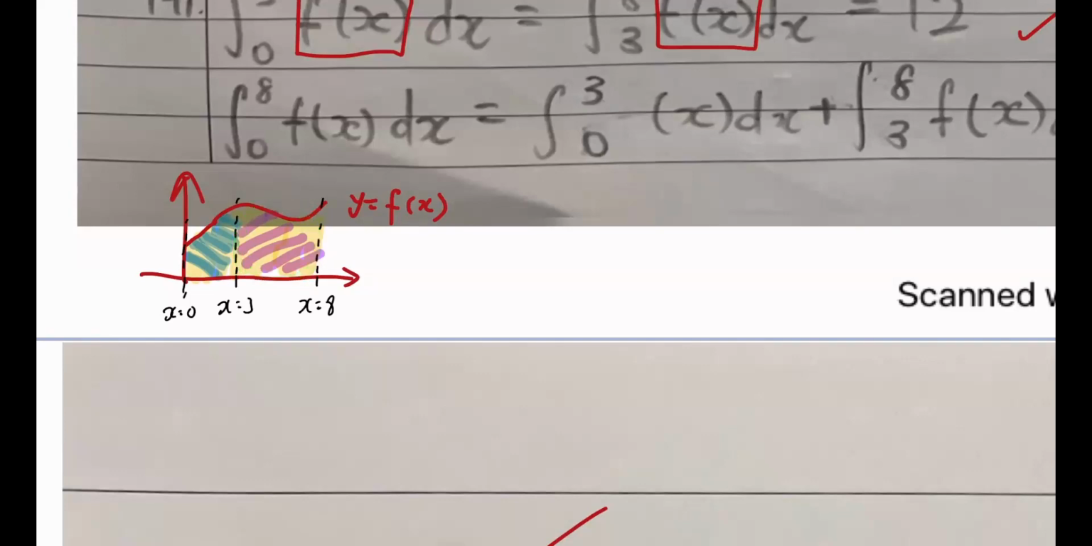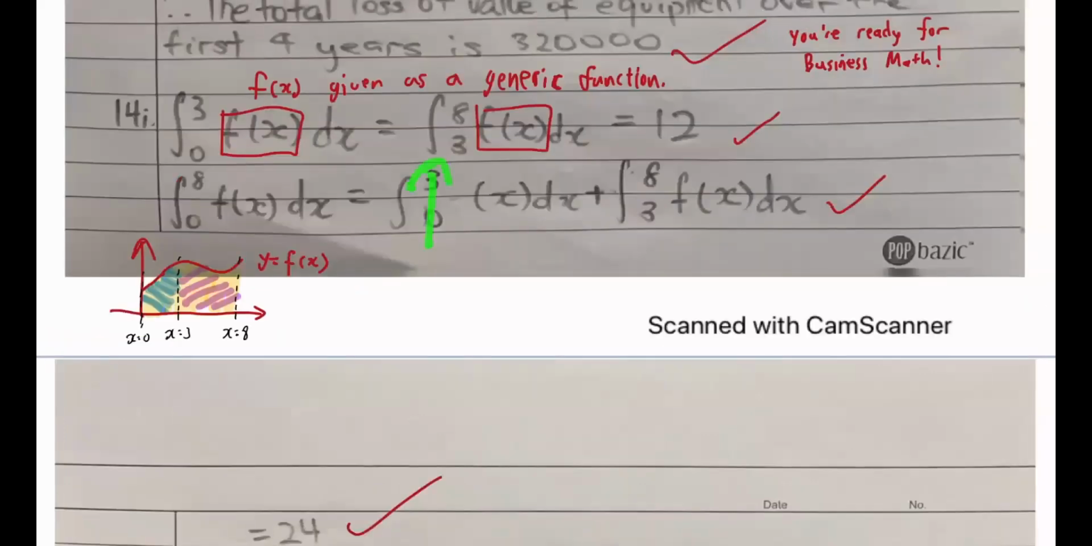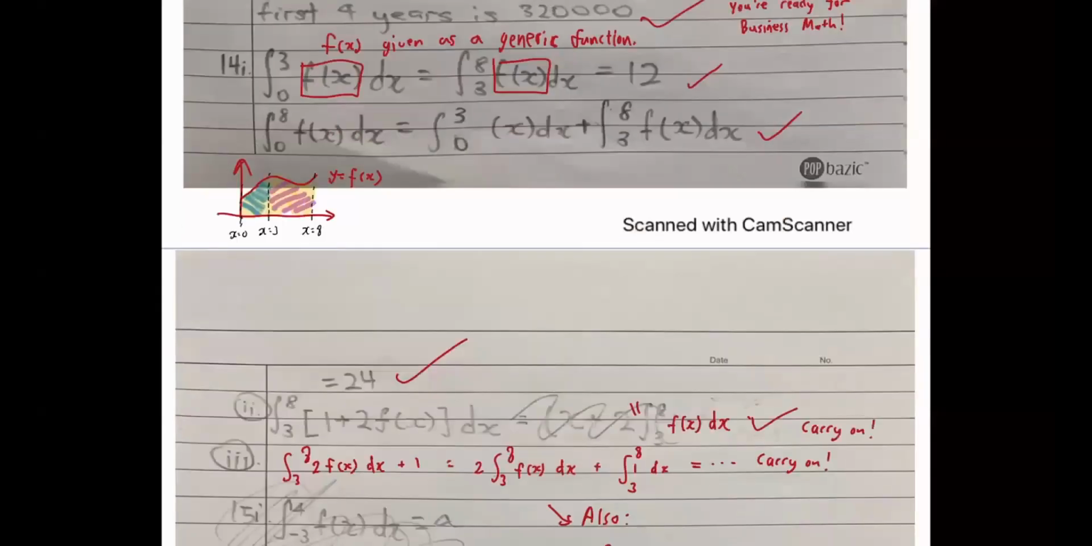So that's why you're able to split it up like this. From 0 go towards 3, then from 3 go towards 8. But you know each of these pieces, they are both equal to 12. So you can replace with 12 plus 12, which is 24. Okay, good. How about part 2?